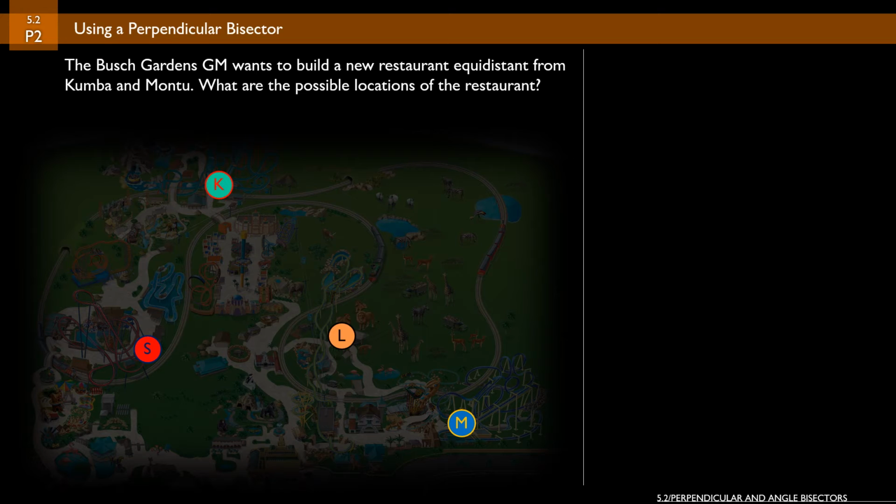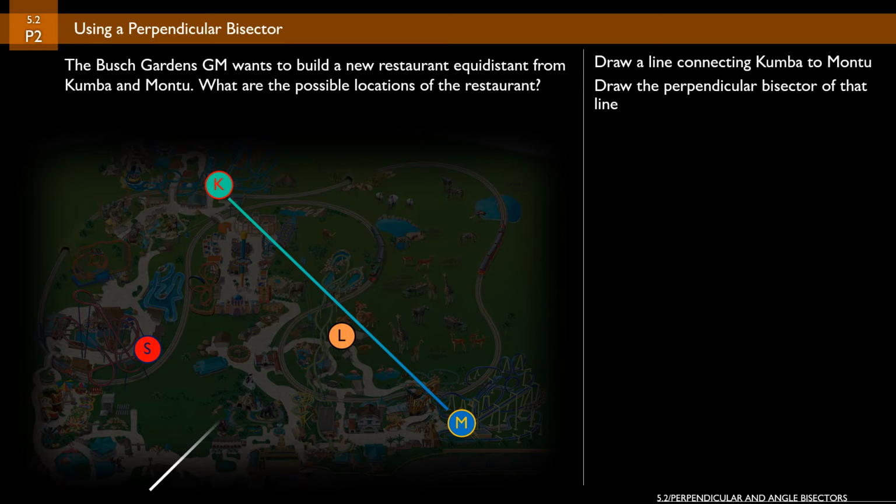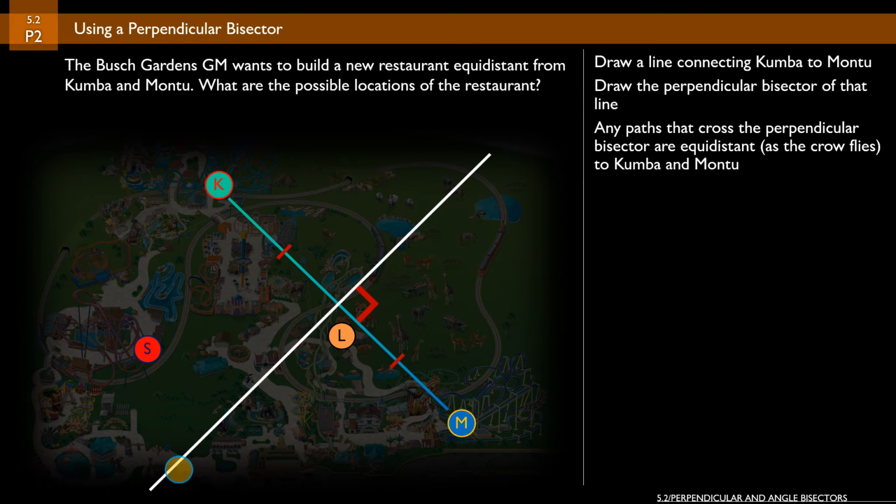So to decide where this restaurant could be built, what we're going to do is draw a line connecting Kumba to Montu. So this is the segment that we need to bisect. So when we draw that perpendicular bisector of that line, what we can see is that that perpendicular bisector is intersecting some of the paths in the park. So what you would do is you would highlight the paths where the perpendicular bisector crosses the paths, and you can see those are the 3 locations where you could build a restaurant that would be equidistant to both Kumba and Montu.